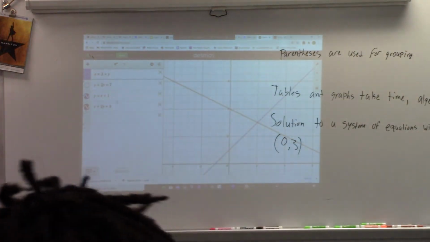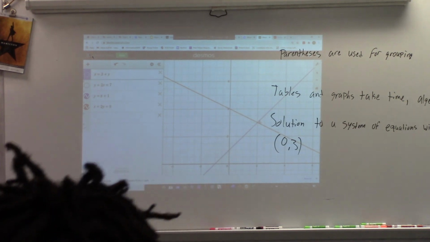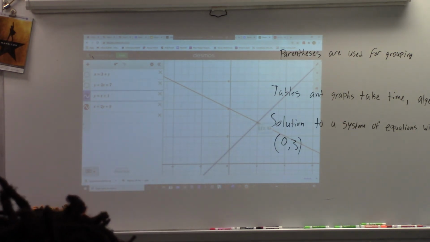Make the graph, see they line up. You see how we got that point of intersection right here?